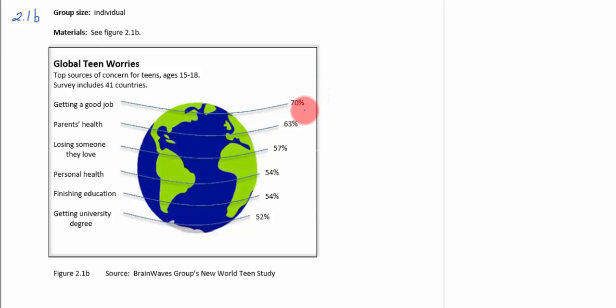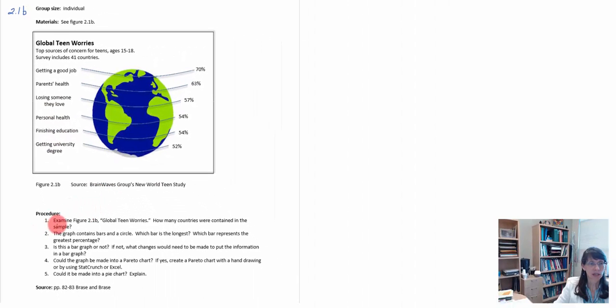So these are all of the topics that teens are worried about. On the other side, we can see there are percentages, and these percentages describe what percent of teens worry about each one of these different classes. Our first question is to examine the figure 2.1b, Global Teen Worries, and the question is how many countries were contained in the sample. So if we go back to the description at the beginning, it says the survey includes 41 countries. So that's the answer to the first question, 41 countries.